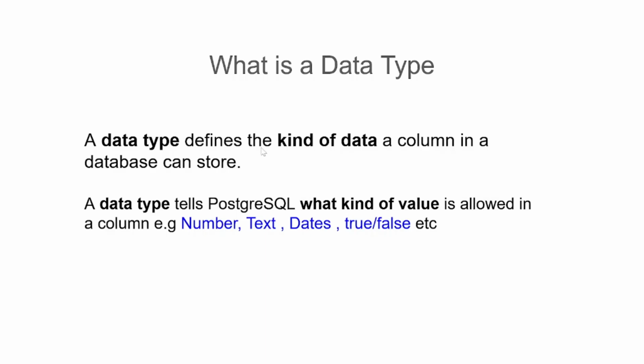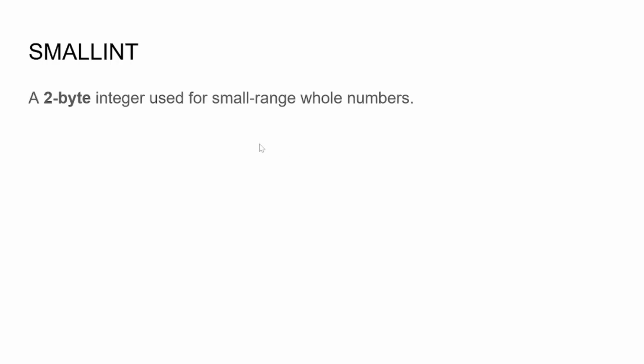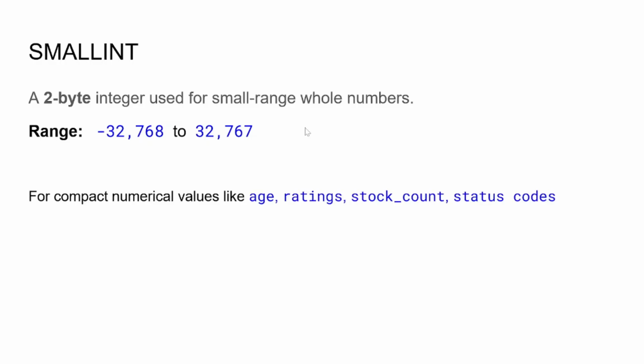So now let's try to see the basic kind of data types which are going to be very useful for us. The first data type which we are going to be looking at is SMALLINT. SMALLINT is an integer data type. It takes 2 bytes of memory, so it is mainly used for a small range of whole numbers. These whole numbers can range from negative 32,768 to positive 32,767.